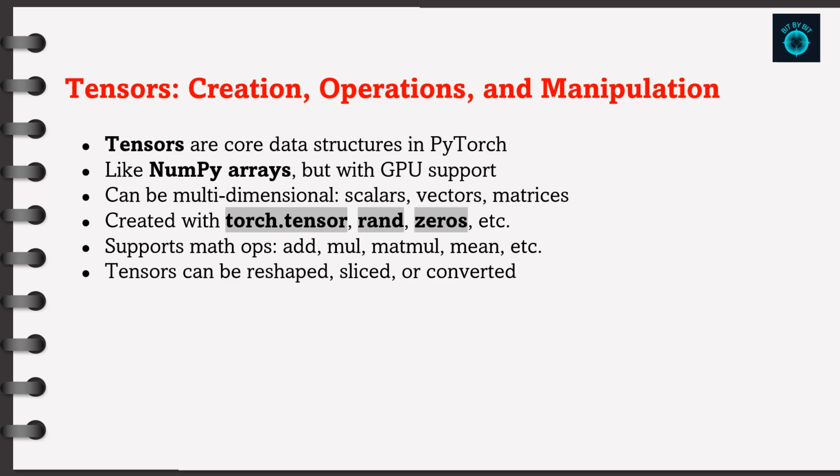PyTorch makes it easy to create tensors using functions like torch.tensor, torch.rand, torch.zeros, and others. Each function helps generate tensors with different values and shapes. Once you have a tensor, you can perform mathematical operations like addition, multiplication, matrix multiplication, and averaging. Tensors are also flexible. You can reshape them, slice them, change their data types, or move them between devices like CPU and GPU. Understanding tensors is the foundation for everything you'll do in PyTorch, including building and training models.